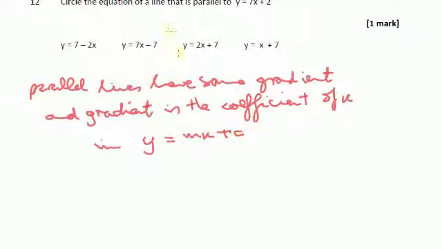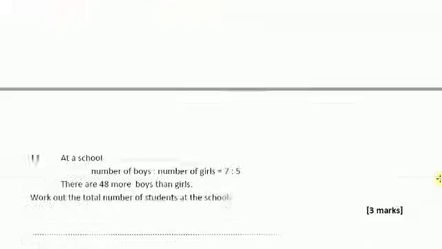So for any straight line y equals mx plus c, we're just looking for the coefficient of x. Minus 2 there, 7 there, so those two are not the same. I'm looking for another line which has a coefficient of x of 7. The second one there has 7, the third one 2, the last one is just 1 if you like. So that is the equation which has a gradient equal to the original gradient, a parallel.